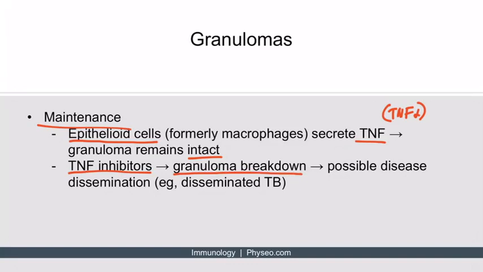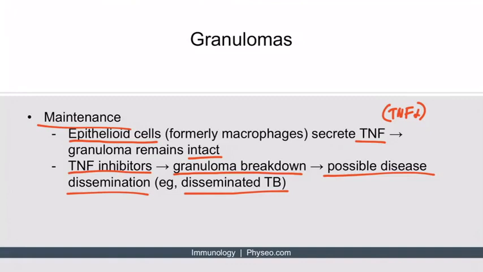And this is a very important thing to remember because this means that there can be possible disease dissemination. For example, disseminated TB. So this is why whenever a patient is given TNF inhibitors, they need to be screened for TB, because if they have dormant or latent TB inside their body with all those organisms surrounded by granulomas, then if you give them TNF inhibitors, it'll break those down and you can make their disease super bad because they can get this disseminated TB.